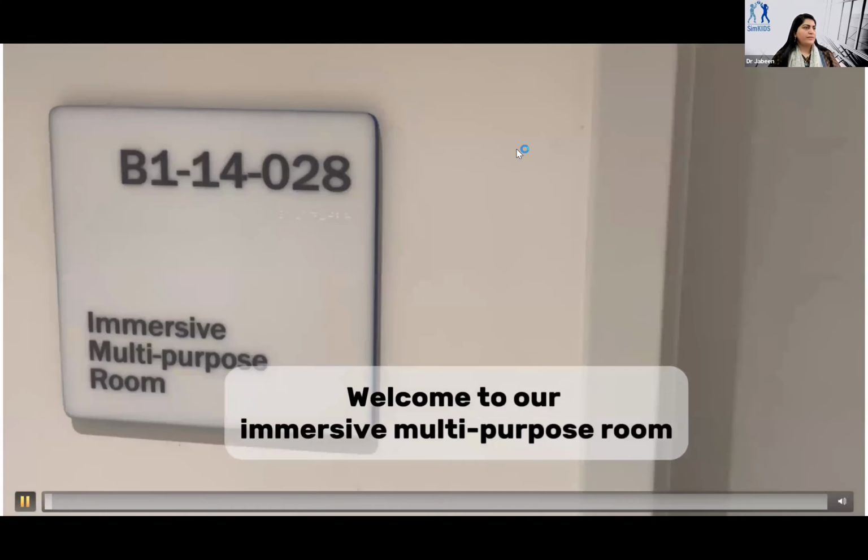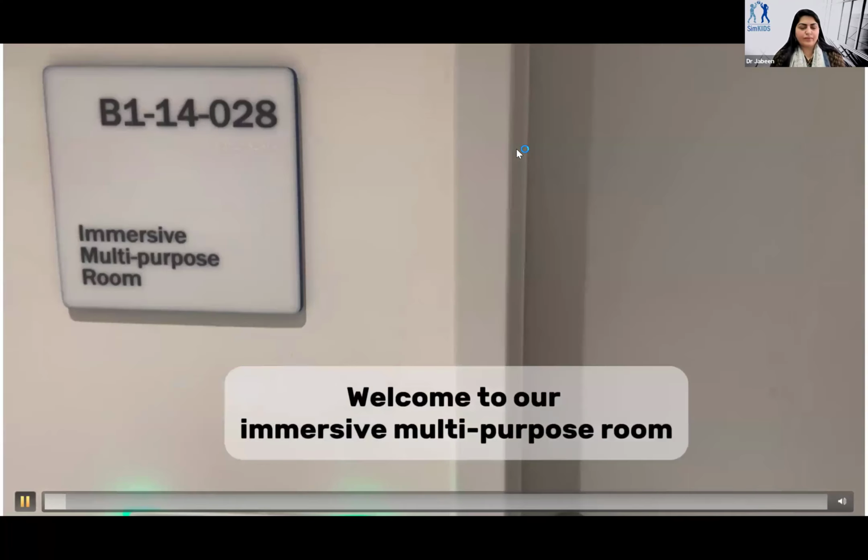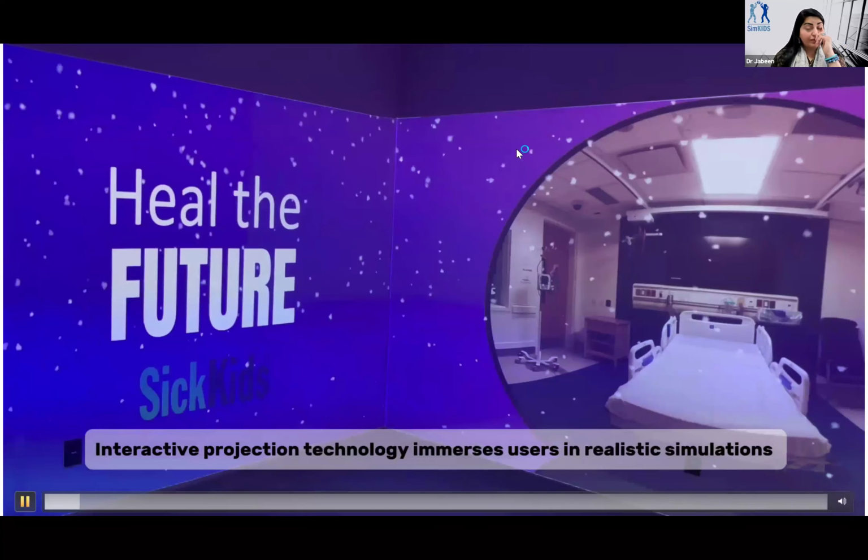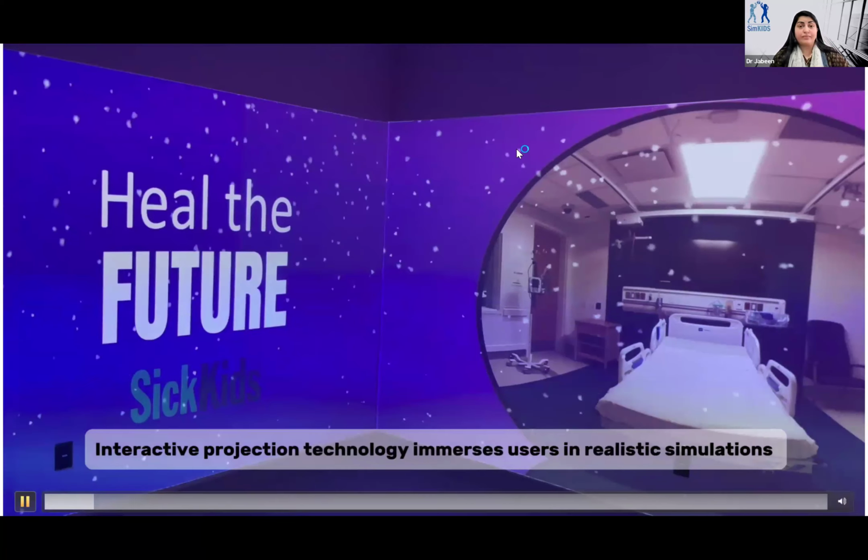Welcome to our immersive multi-purpose room. Interactive projection technology immerses users in realistic simulations.